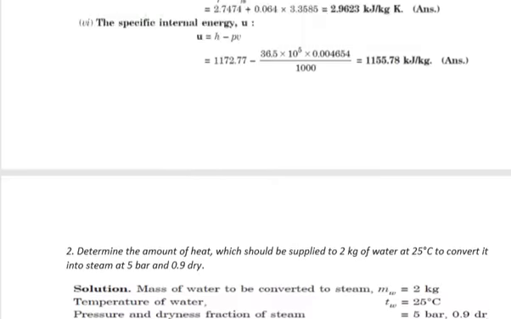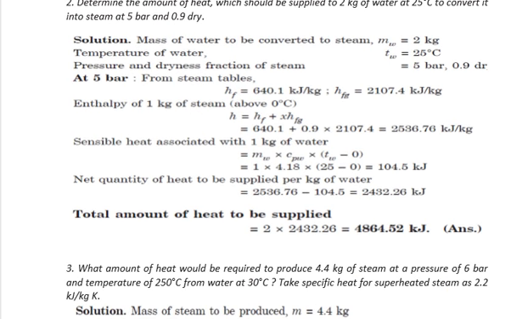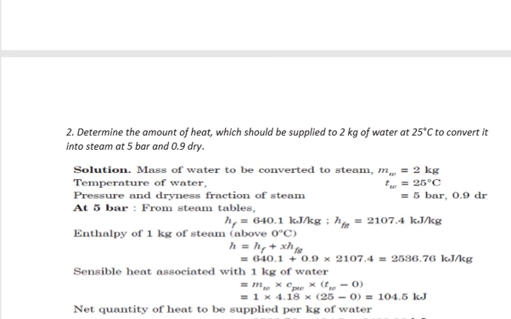But in this case it requires 2 kg of water. That means the total amount of heat to be supplied for 2 kg is multiplied by 2. So you will get 4864.52 kilojoule. That means 4864.52 kilojoule of energy is needed to convert the 2 kg of water to steam. This is the end of the second numerical.